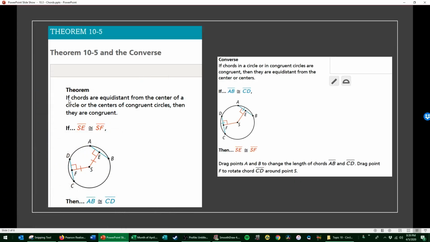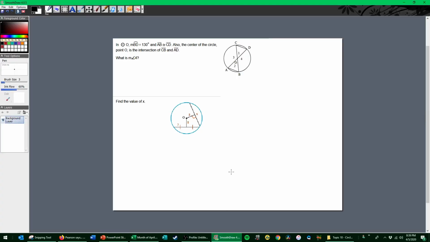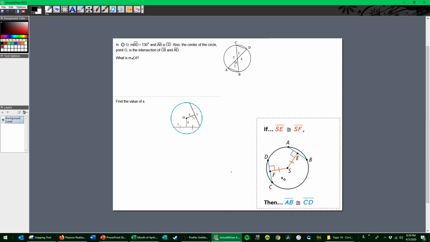Okay, so one more time we'll read it. If chords are equidistant, same distance from the center of a circle or the centers of congruent circles, then they are congruent. So here's some preview on your homework problems, but let's just look at this one really quick.